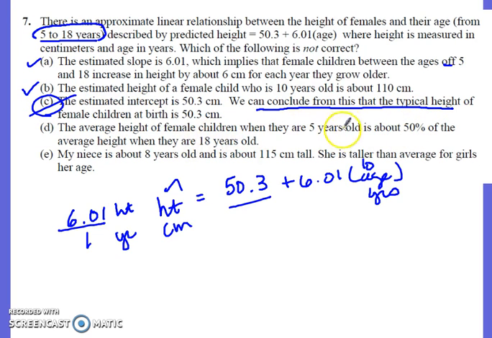The average height of female children when they're 5 is about 50% of the height of when they're 18. So if you plug in 5 into the formula and then plug in 18 into the formula, I just did that on the calculator, you get the estimated height for 5 and the estimated height for 18, and this number is about half of that number. Niece is about 8 years old and is about 115 centimeters tall. She's taller than average for girls her age. And so if you plug in 8 into the formula, you will end up with something less than 115. So she is above average for children that are typically 8 years old.